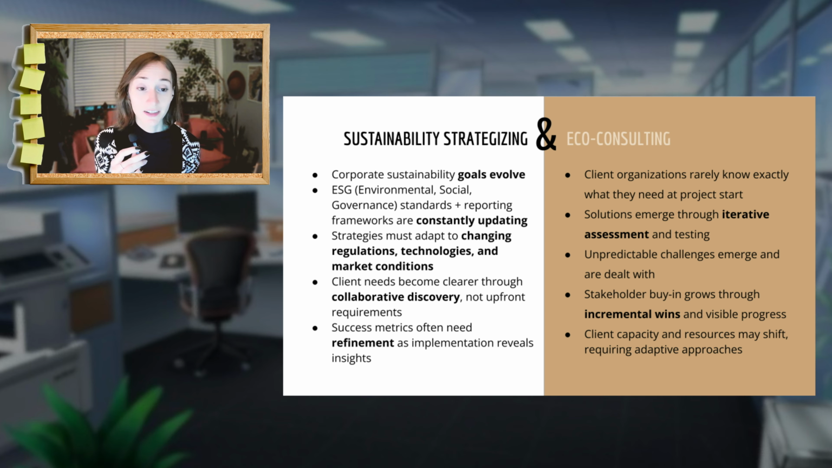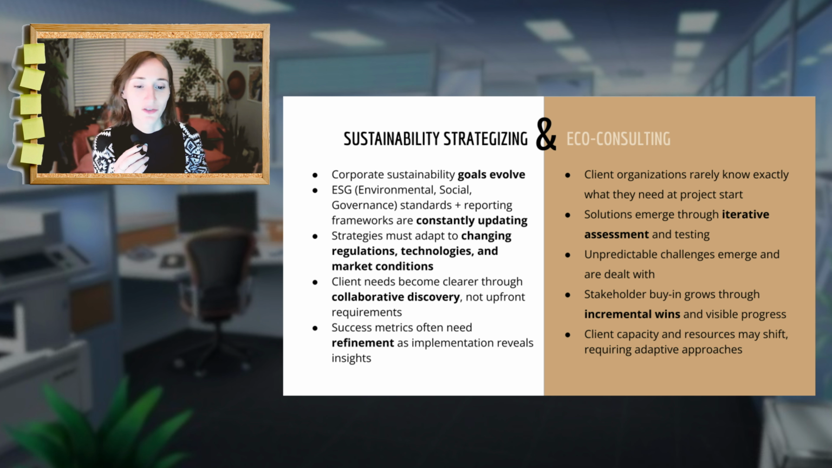To elicit client needs, we use collaborative discovery, not upfront requirements. Everything has a potential of evolving into a different state. Even success metrics often need refinement when insights from implementation become known. For eco consulting, it's similar.